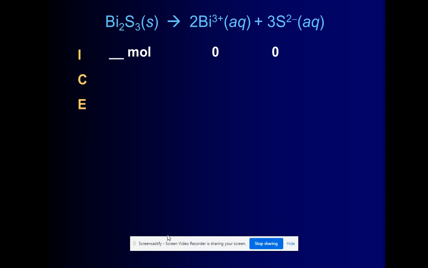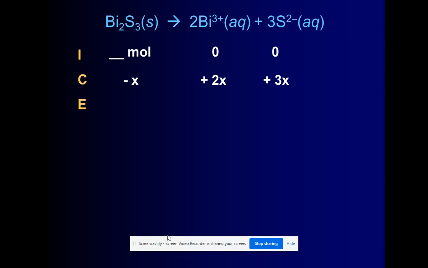And initially, if you don't have any of the solid in solution, you would just have the amount of it you have. Notice it's in moles because it's a solid. It's not going to be a part of our equilibrium expression. But however much of it is capable of dissolving would be what minus X would represent. And then because 2 bismuth ions form for 1 unit of bismuth sulfide, the change in bismuth would be 2X, and the change in sulfur, because there's 3 sulfur ions present, would be 3X.